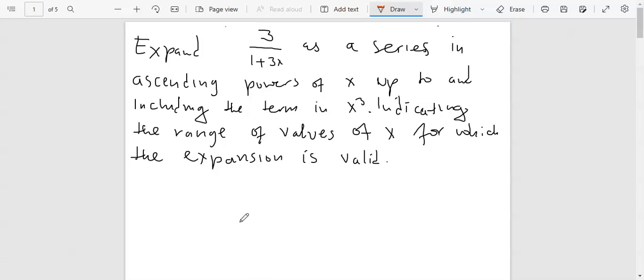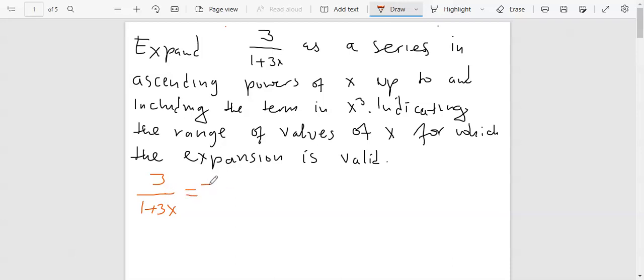Expand 3 over 1 plus 3x as a series in ascending powers of x, up to and including the term in x to the power 3, indicating the range of values of x for which the expansion is valid. So firstly, the 3 over 1 plus 3x, we need to express it in terms of a power.